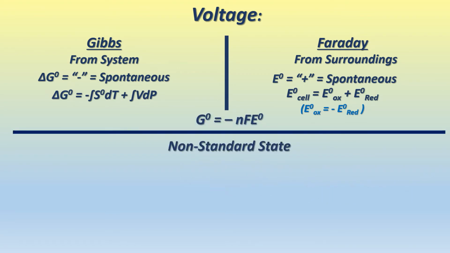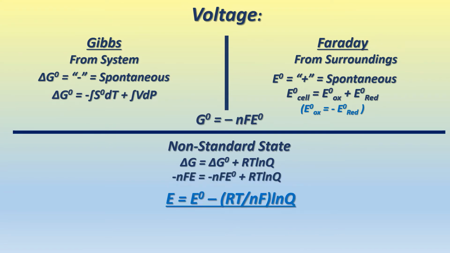So, what happens in a non-standard state? The relationship still holds true. A statement of the second law is that the non-standard Gibbs free energy is equal to the standard Gibbs free energy plus RT log of Q. Substituting minus nFE for G, you wind up with E, the non-standard voltage, is equal to the standard potential minus RT over nF log of Q. This is called the Nernst equation, which you may have remembered from your general chemistry.